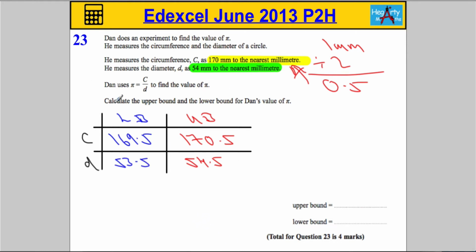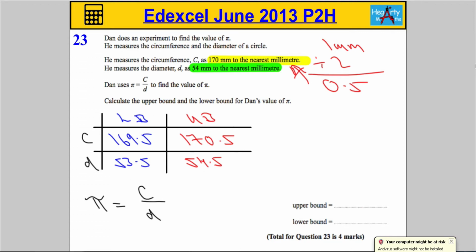Okay, now we're asked for the upper bound and the lower bound for his value of pi. Now you need to think carefully about this. Pi is going to work out to have an upper bound and a lower bound. So when it's asking for the upper bound, it's saying what is the biggest possible number Dan could have worked out given that he rounded these values.